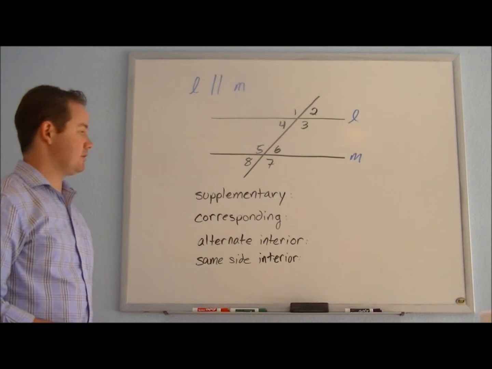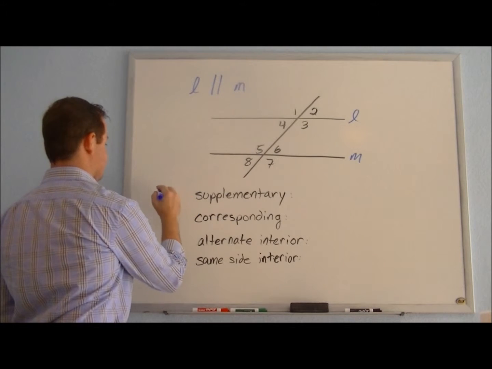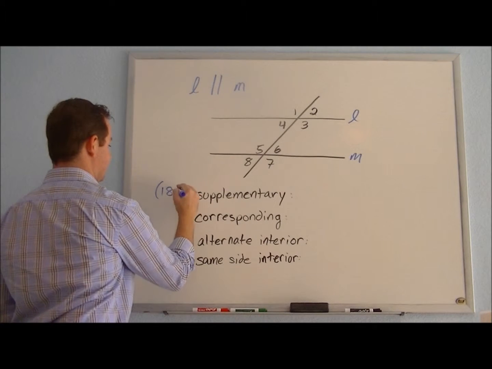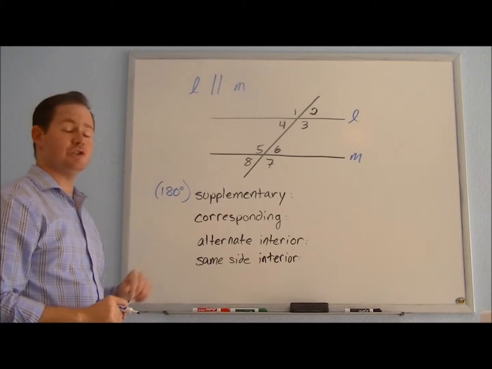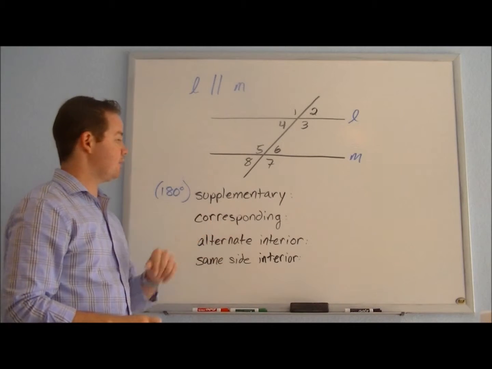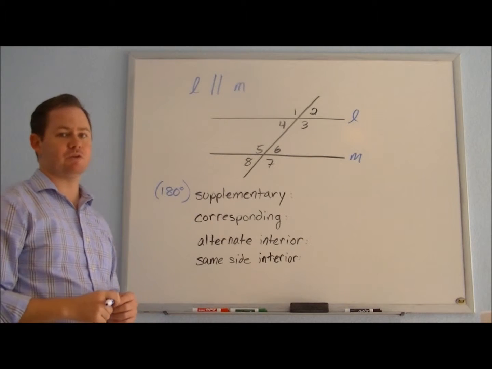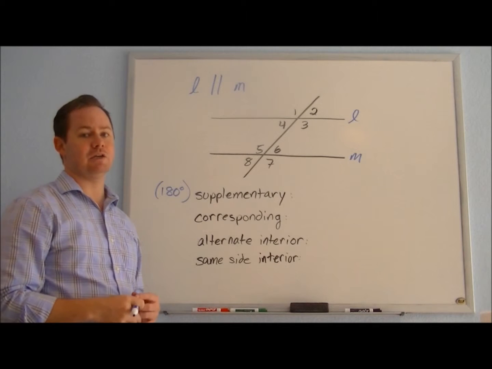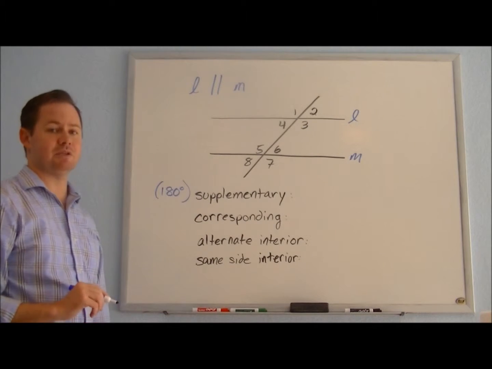Let's start with supplementary. So by definition, when we see something that indicates angles are supplementary, it means that those angles will add up to 180 degrees. Supplementary means 180 degrees. You might have heard the term complementary, which means angles that add up to 90 degrees, but right now with these parallel lines, we're looking at pairs of supplementary angles.